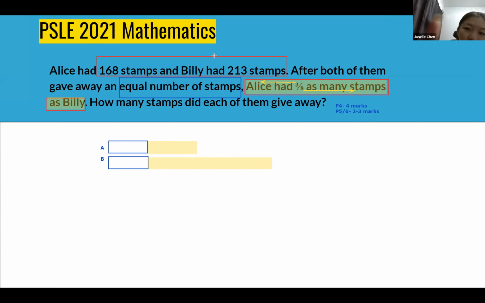Let me cut the 3 units and draw them more properly. Alice, 3 units. 1, 2. Okay, not a very good idea for me to use highlighter to draw the model.